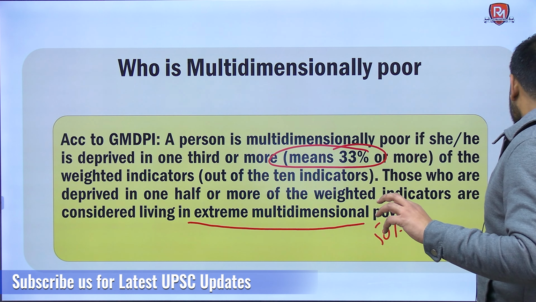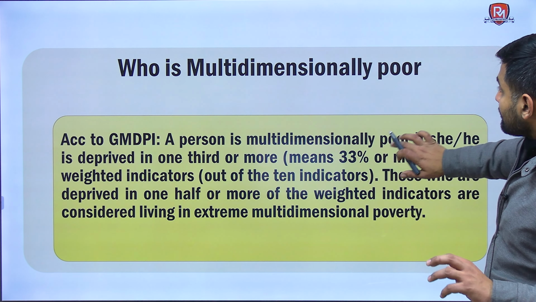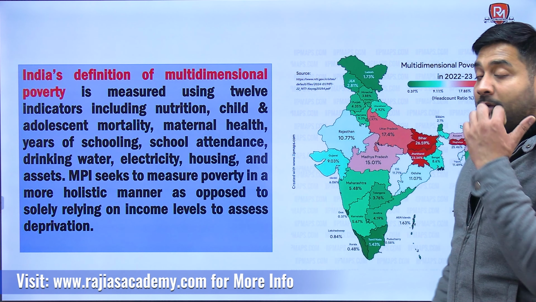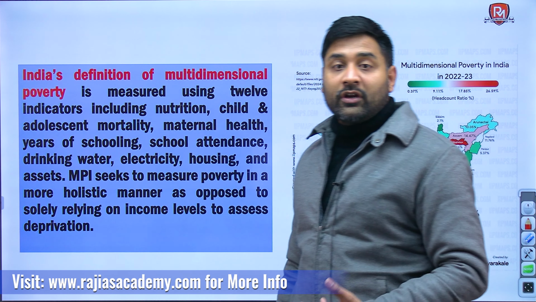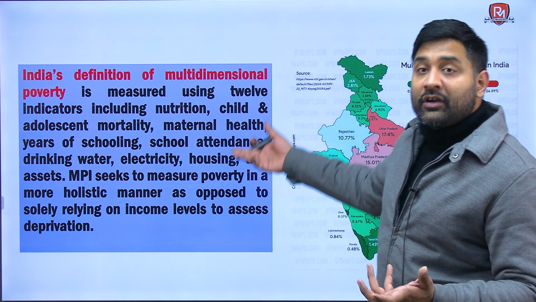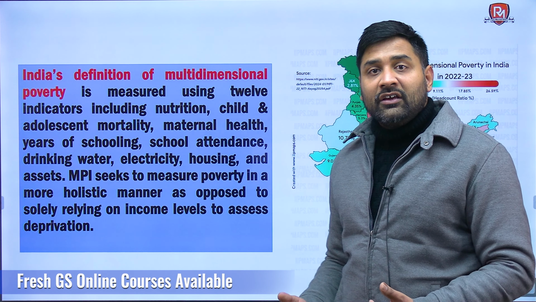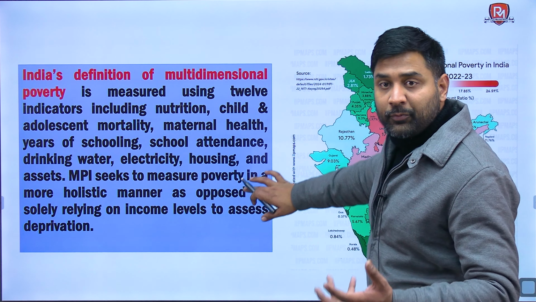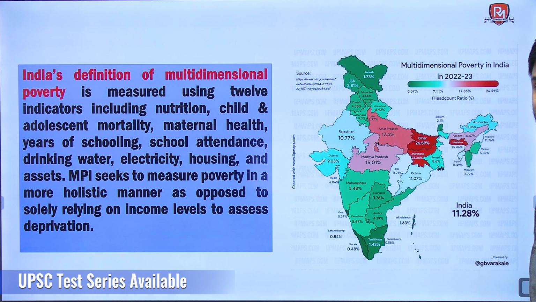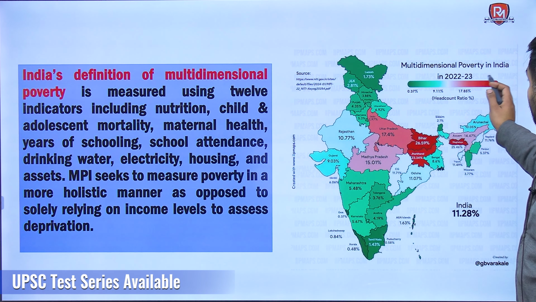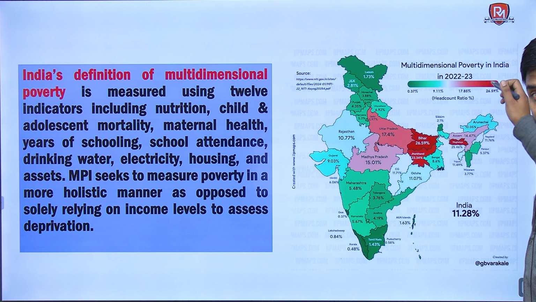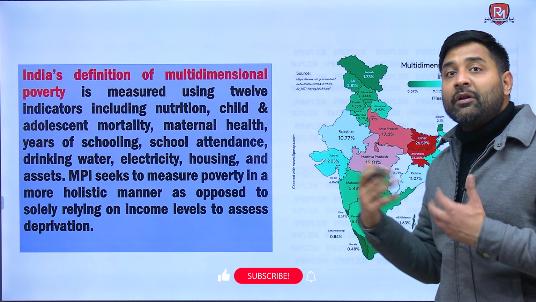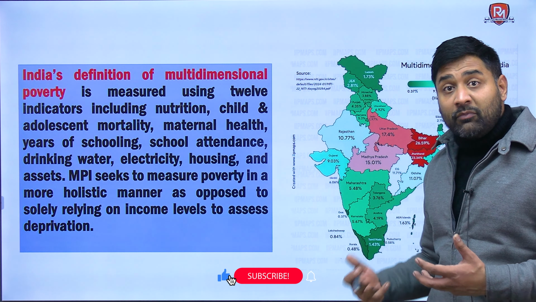Now, because we are talking about India's multidimensionally poor, as I said, India uses 12 indicators to calculate the multidimensional poverty of a person. As per the latest data, these red states are the extremely poor states, or we can say the maximum number of multidimensionally poor people are living in these states, and these other states have fewer poor.